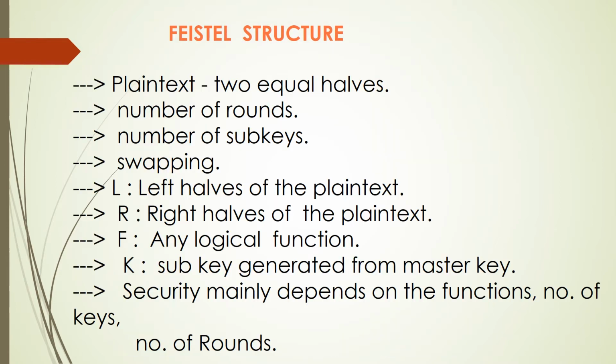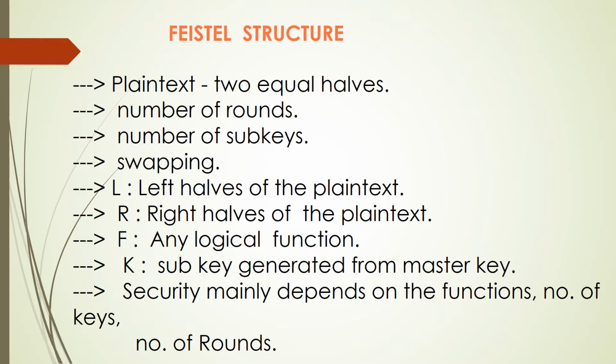Points to be remembered while implementing the Feistel structure. The plain text will be divided into two equal halves, L for the left half and R for the right half of the plain text. The next one is the number of rounds. The number of rounds will depend upon the algorithm used. Then the number of subkeys. The number of subkeys used will depend upon the number of rounds.